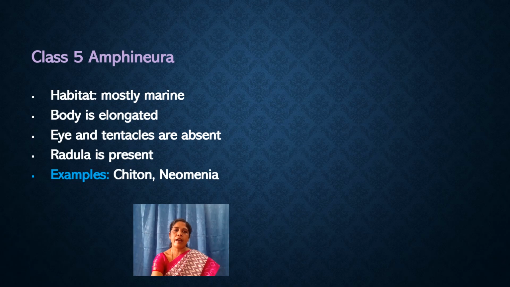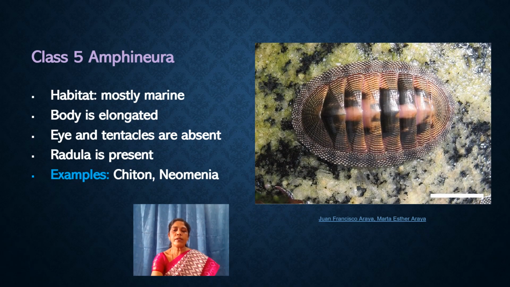Class 5 is Amphineura. They are mostly marine organisms in this class. Body is elongated, eyes and tentacles are absent in them, and a special structure called radula is present in these organisms. Some examples are Chiton, Neomenia, etc.